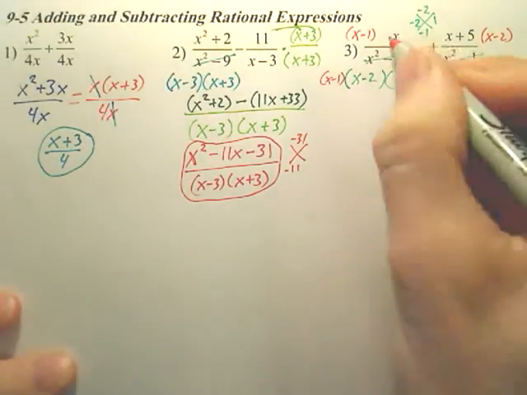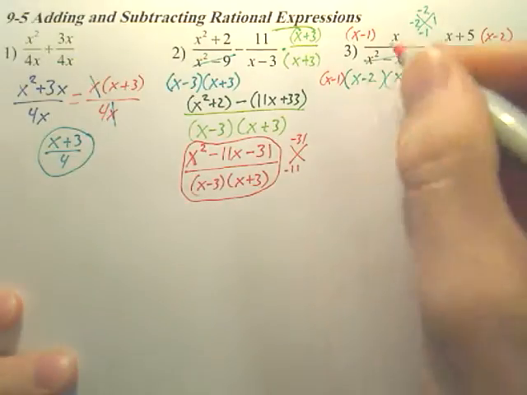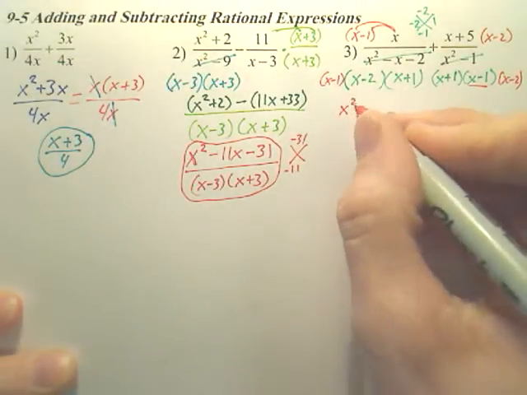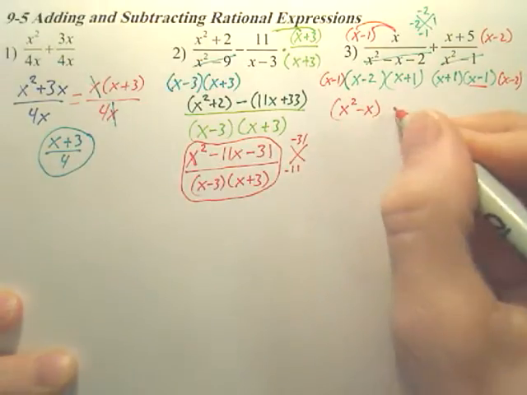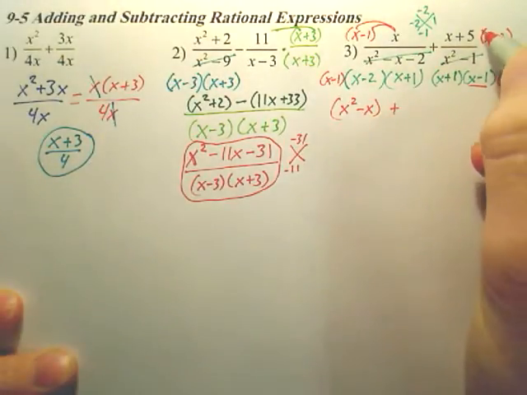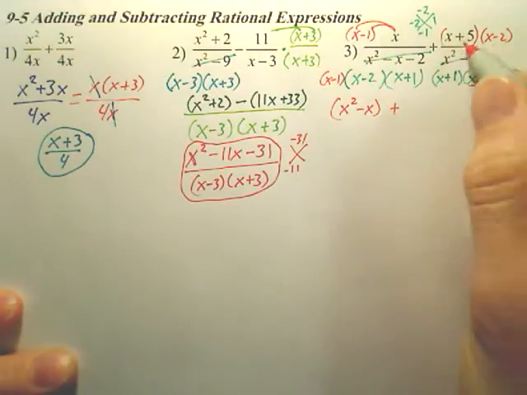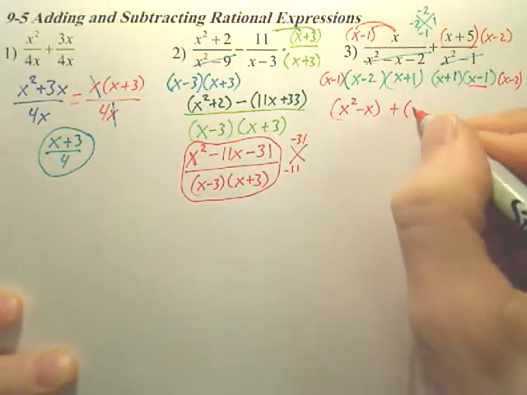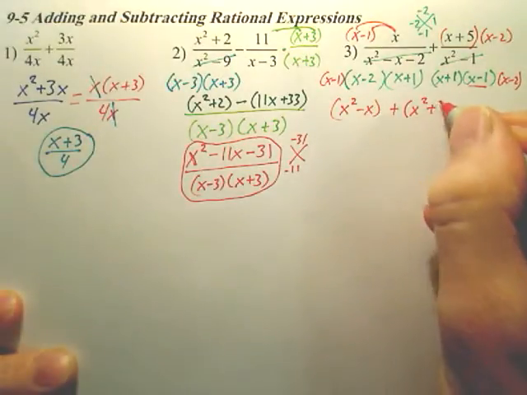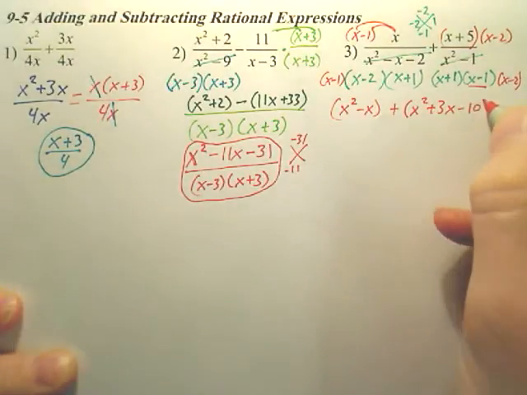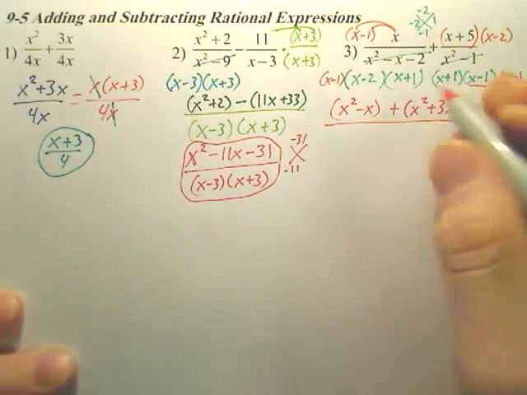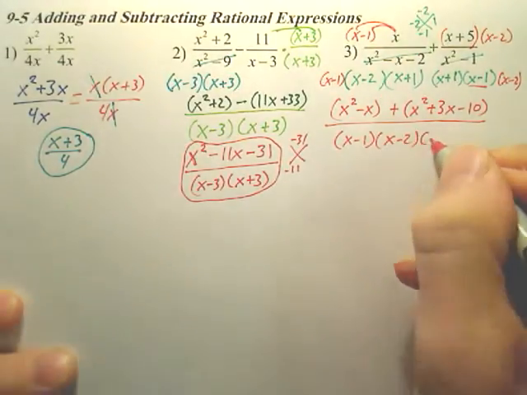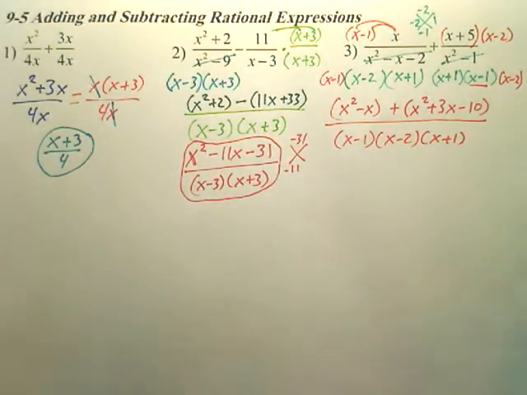Yes. So for the top, you now have, if you distribute this, you have x squared minus x plus, here, isn't this going to FOIL? Aren't you going to FOIL this right here? When you FOIL it, you're going to get x squared plus 3x minus 10. And on the bottom, looks like you have x minus 1, x minus 2, x plus 1.